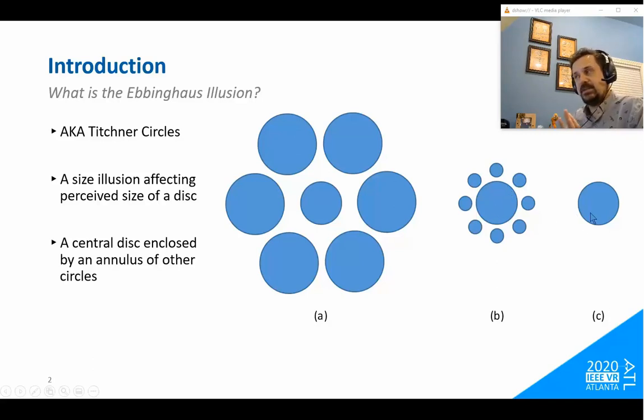So how it works is you have a disk of a particular size surrounded by a ring or annulus of disks of different sizes. For our first one here, you see we have a disk surrounded by larger disks. And for the second, we have the same disk surrounded by smaller disks. And for the third one, we just have the disk by itself. Now, comparing these, that central disk looks a lot smaller than C, even though they're exactly the same size. And similarly, B appears to be larger than C, even though it's exactly the same size. So this is the general way this illusion works.